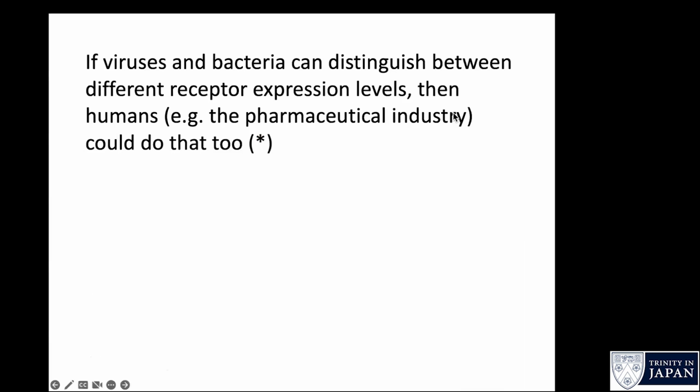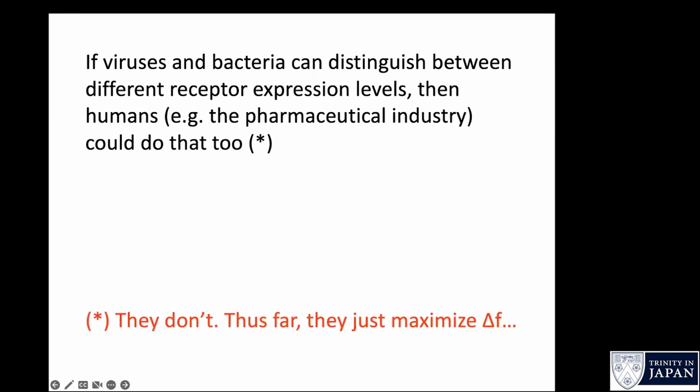And so if you can use the trick that the viruses use to distinguish between these expression levels, then basically humans could do that too. And I think the pharmaceutical industry could and should do that too. And at the moment, on the whole, they don't.